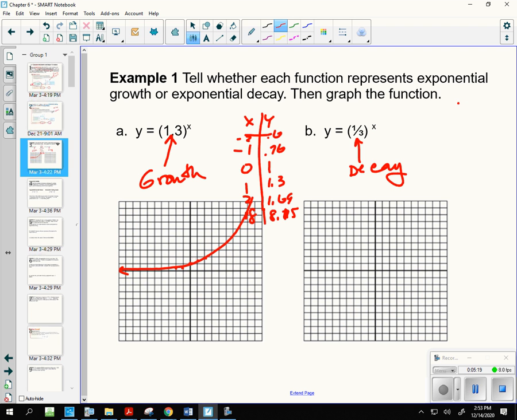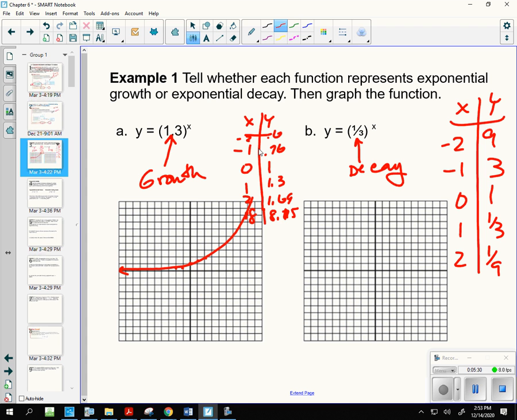Now, XY chart. -2 is 9. -1 is 3. I can do this one in my head, but obviously you can use a graphing calculator. So I've got -2, 9, -1, 3, 0, 1, then a third, a ninth, and so again, it's going to keep getting smaller and smaller and smaller, but it's never actually going to touch the x-axis because that's an asymptote.